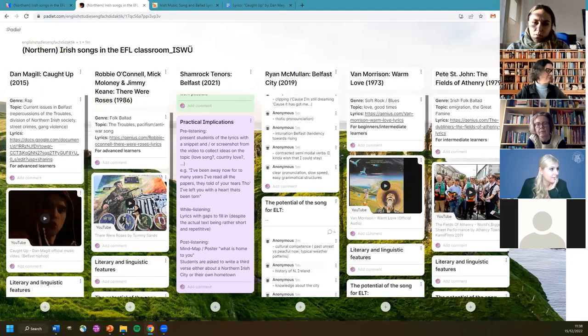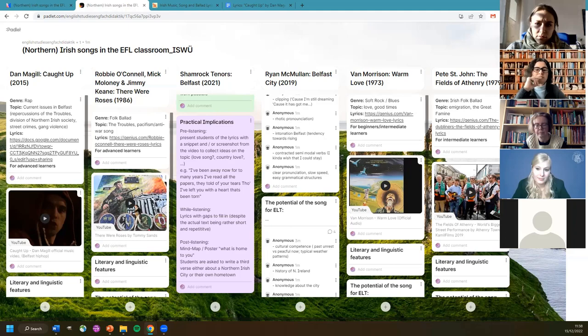We also have contracted semi-modal verbs like kinda. And as I already said, it's rather slow. We have a very clear pronunciation, which would make it easy for students to understand the lyrics. And we also have very easy grammatical structures, and the vocab is also not really that difficult.